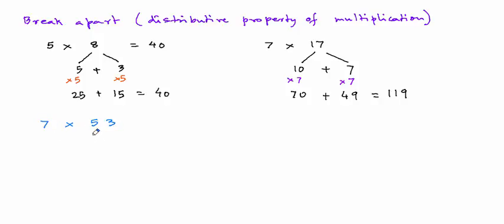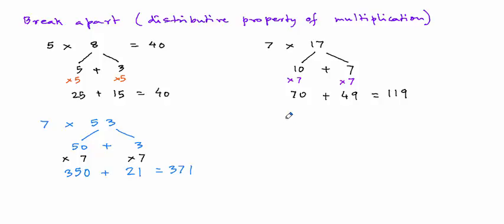So what do you do? Break down the 53 into a 50 plus a 3 and multiply each one of them with 7. Now 7 times 50 is nothing but 7 times 5, which is 35, with a 0 in the end. That makes it 350 plus 7 times 3 is 21. So this is equal to 371. Easily done, right? Let's try another one.